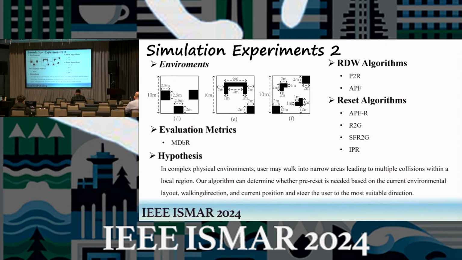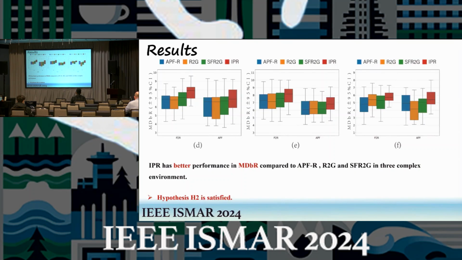In environment group B, users are prone to entering narrow errors leading to multiple occurrences. We utilize environment group B to demonstrate that the overall can effectively improve optical avoidance by preset and redirect them to the most suitable direction when necessary in complex physical environments. The results are shown here.